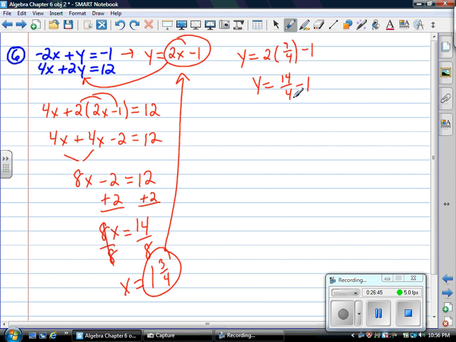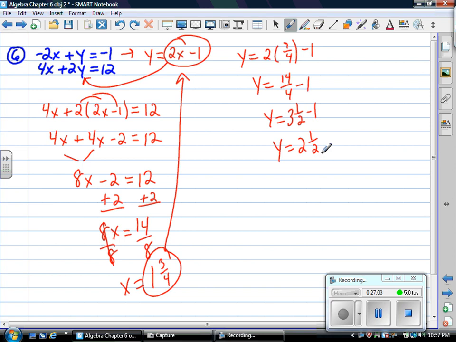14 over 4 minus 1. y is going to be equal to, what's 14 over 4? 3 times 4 is 12. So what's that, 3.5? 3.5 minus 1. So y is going to be equal to 2.5.